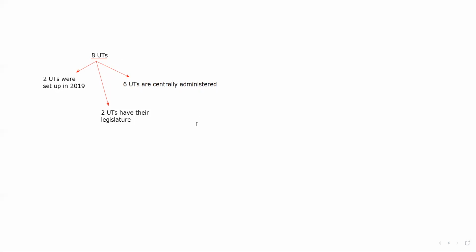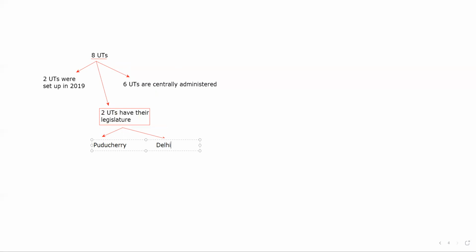Now I am telling you about the 2 union territories which have their legislature. Let us discuss these. So what is important regarding this? The 2 union territories with their legislature are Puducherry and the second union territory, Delhi.